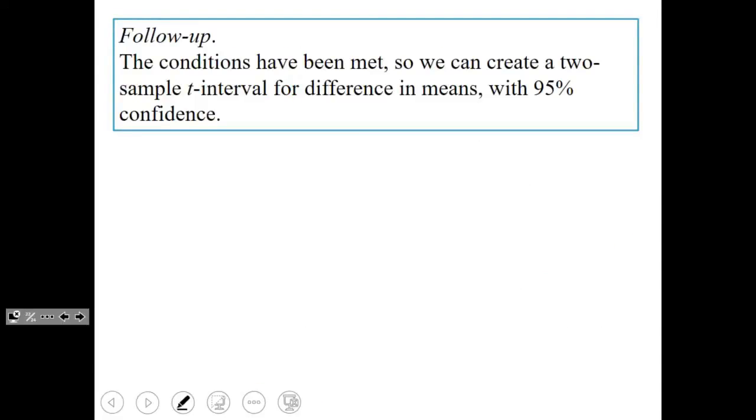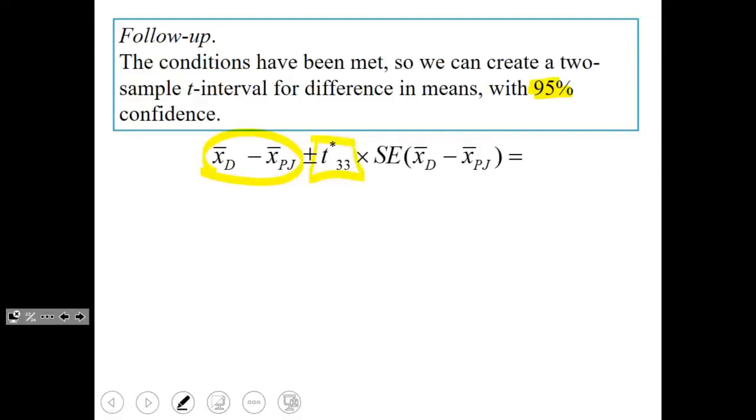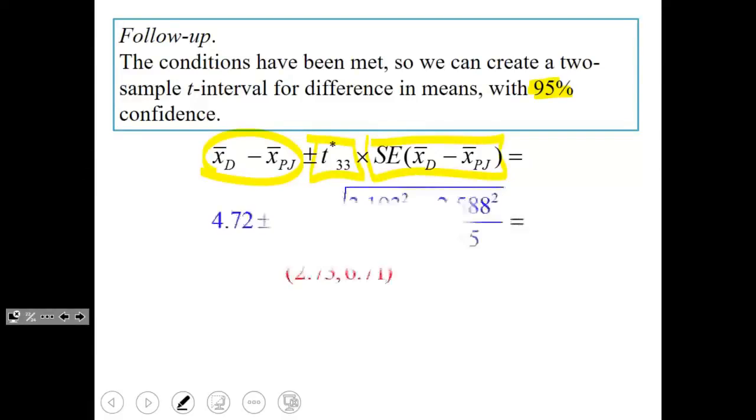So follow up. We met our conditions. We made our conclusion. We rejected the null hypothesis. We should be creating that 2-sample t interval for the difference in the means. And we'll go ahead and stick to a 95% confidence level on this. Specifically, we take our difference, find our critical value, multiply times our standard error, and we're going to find that to be 2.73 to 6.71.